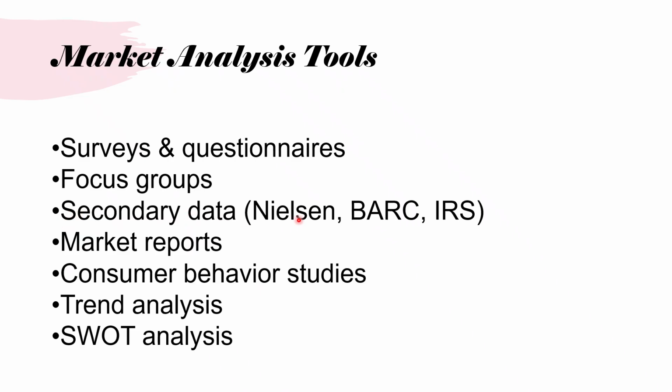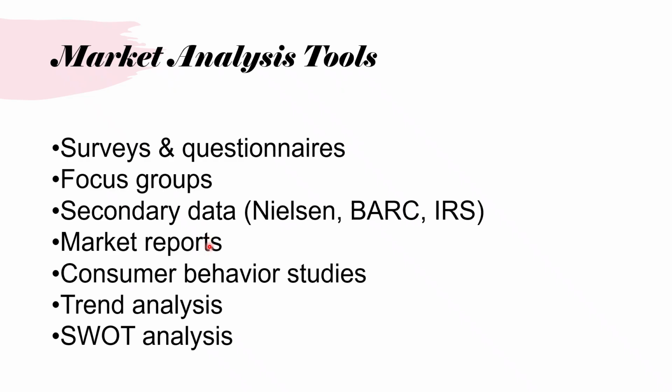Then there is secondary data, which is used by Netflix. This secondary data is published by Nielsen, BARC, IRS, Google Analytics. So these are the agencies that help in providing the secondary data. They provide data on TV viewership, print readership, and digital engagement. So with the help of secondary data, we can also do our market analysis.